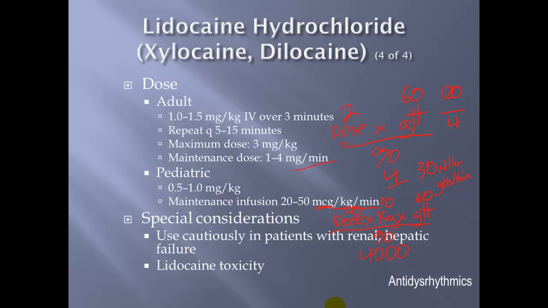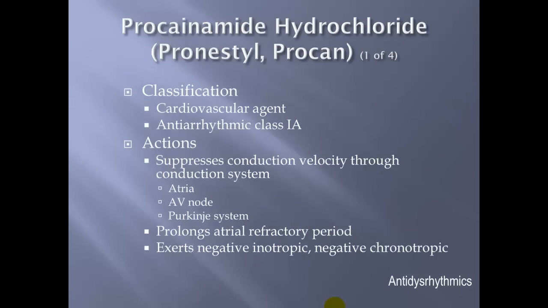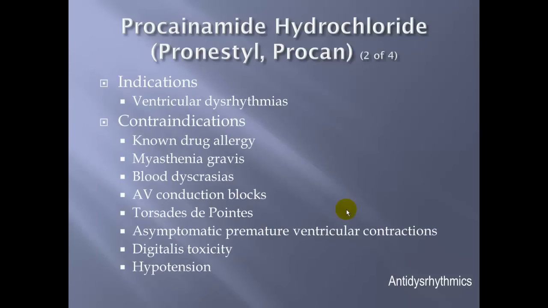The active metabolites form through metabolization in the liver, and lidocaine toxicity. Procainamide hydrochloride, or Pronestyl. Classification: cardiovascular agent. Antiarrhythmic class is 1A, which is also a sodium channel blocker. Action: suppresses conduction velocity through the conduction system, and this is in the atria, the AV node, or the Purkinje system. Prolongs atrial refractory period and exerts negative inotropic and negative chronotropic effects. So it slows things down as well for us.